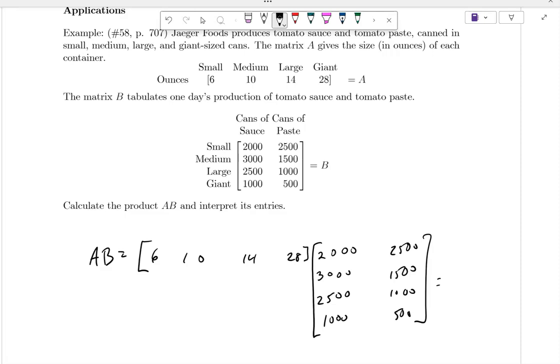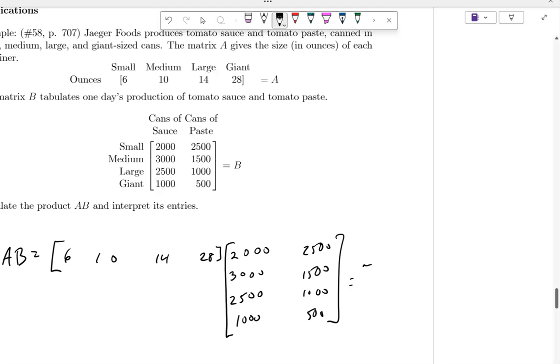First question, what size matrix are you going to have when you're done? It'd be a 1 by 2, right? Because we got 1 row in the first matrix and 2 columns in the second one. So we'll end up with a 1 by 2 when we're done. What's that first entry going to be?